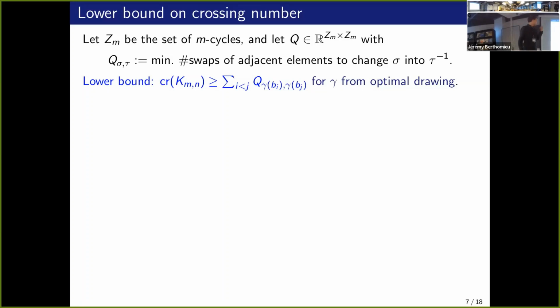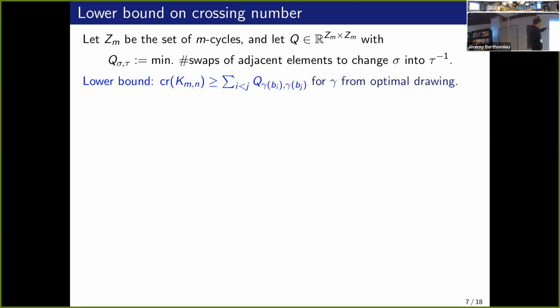So we denote in this talk, we let Zm be the set of M cycles. So it has cardinality (M-1) factorial. And we let Q be a very large matrix, size Zm times Zm, so size (M-1) factorial by (M-1) factorial, indexed by Zm.